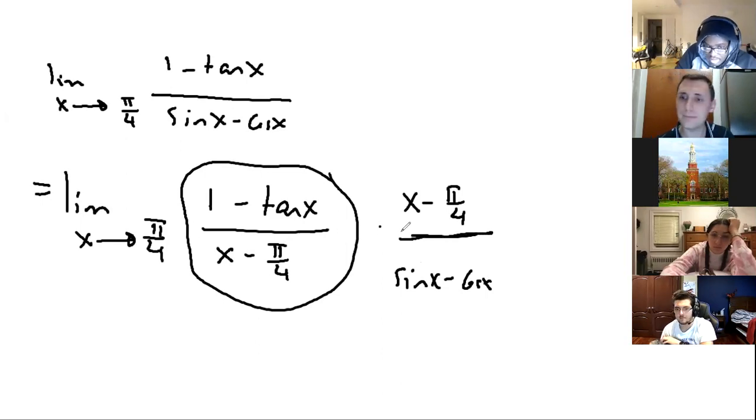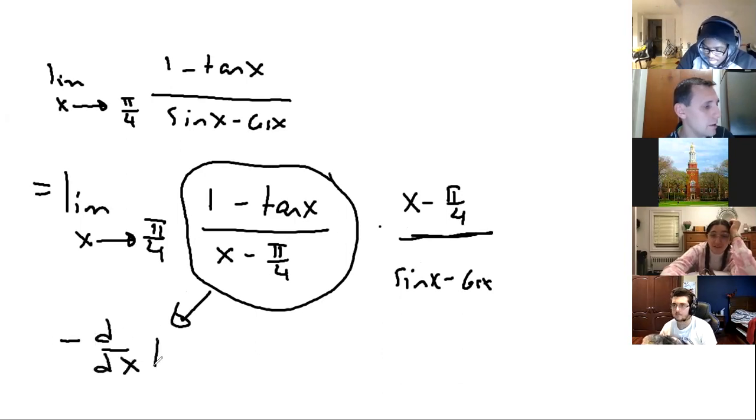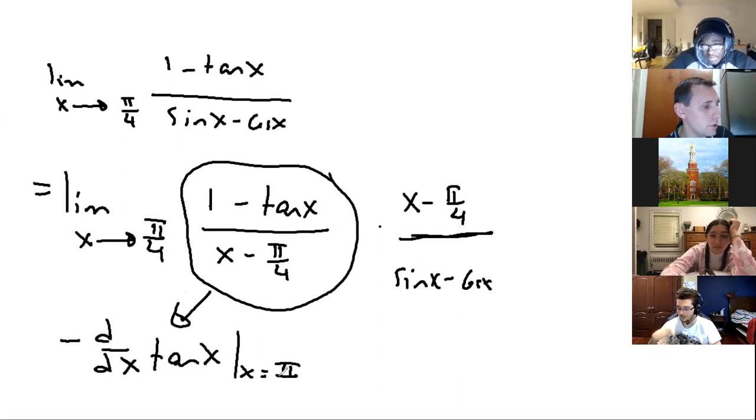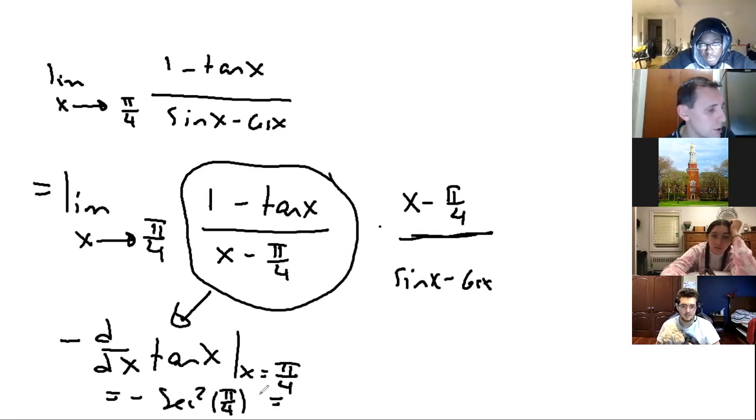Good? Now, what is this? This is the same as minus the derivative of tangent x at x equal to pi over 4. And the answer is minus secant squared pi over 4, which is simply minus 2. So this part is minus 2. Now I will have to investigate what this part is.